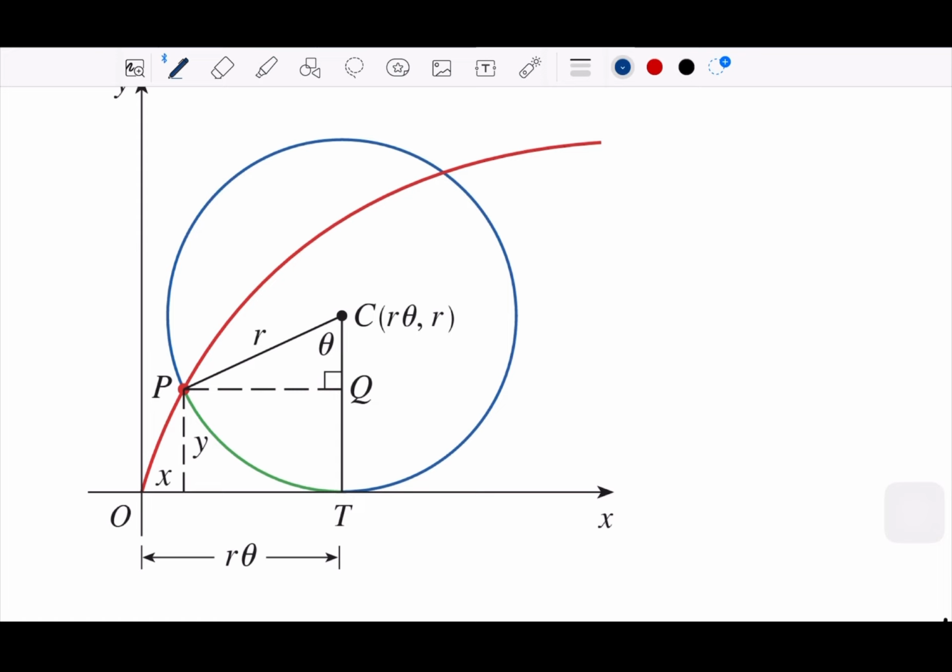The angle or the radius? Multiply or over? Multiply, right? Okay. So the arc PT is equal to R theta. Everyone agree? Still confused why R theta?